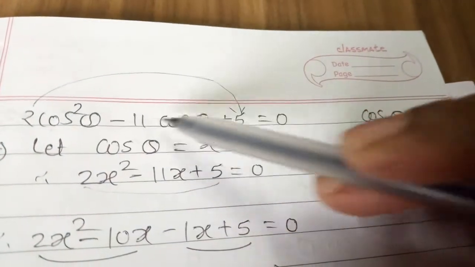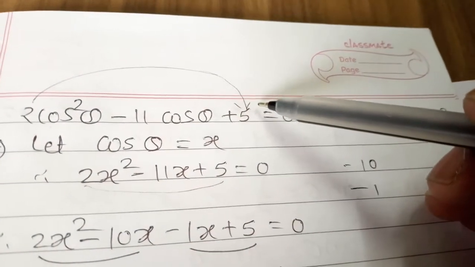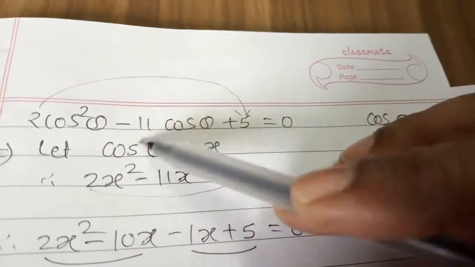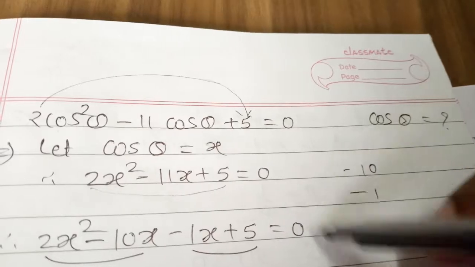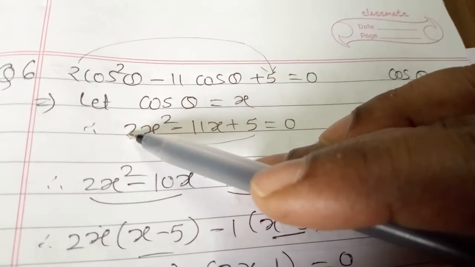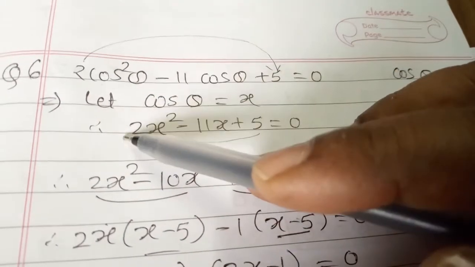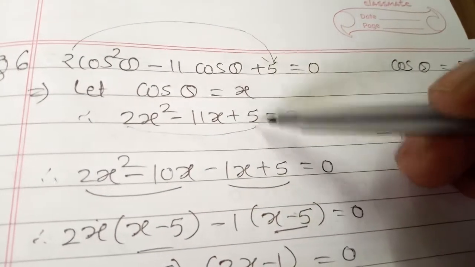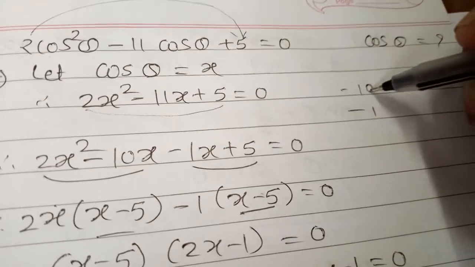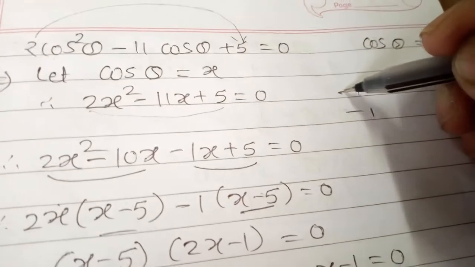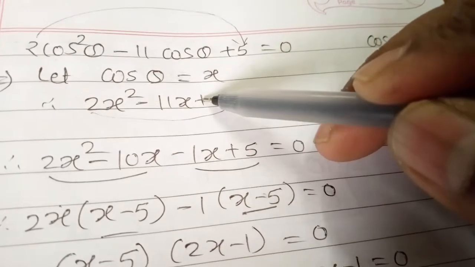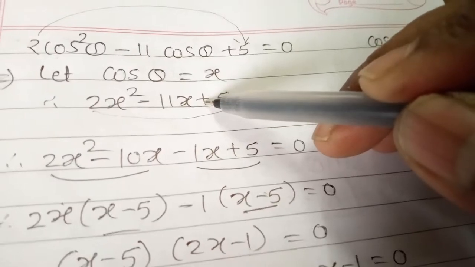Here what we see is a pattern like a quadratic equation. So for cos theta we have considered x. So 2x square minus 11x plus 5 is equal to 0. This quadratic equation we will solve. So 5 into 2, that is 10. So we have to find the factors of 10 whose addition is 11. So 10 and 1. Here for 10 we give the sign minus, and for 1 we give the sign minus again, because we want the plus sign here.